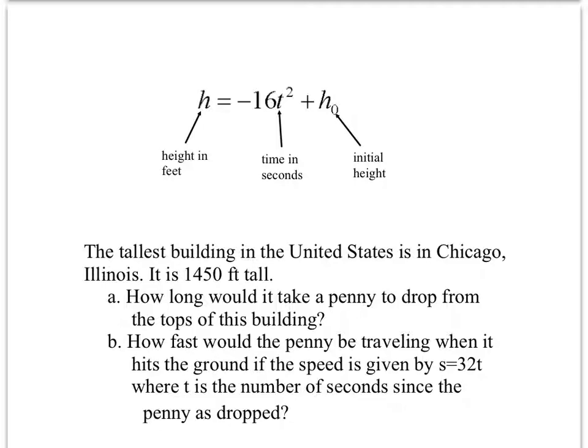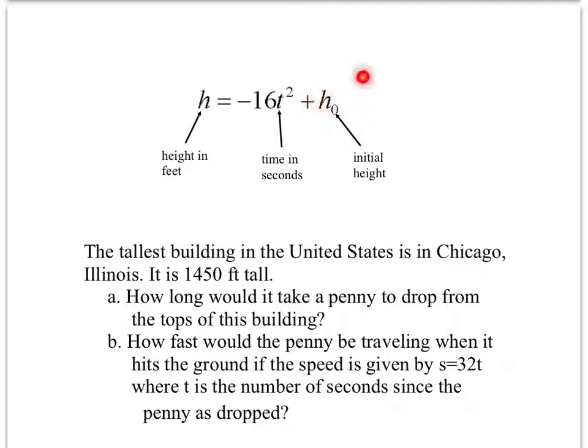You're always going to have this h right here. Now h is your height in feet of whatever you're talking about. So if you're talking about something that's going to land on the ground, h would be 0. If you're talking about something and you want to know when does it get to 200 feet in the air, then h would be 200. Okay, then we have t. t is our time in seconds. That's all there is to say about that.